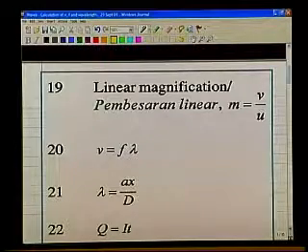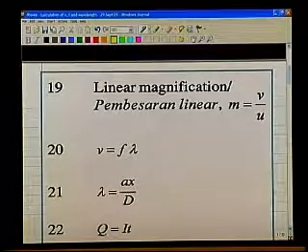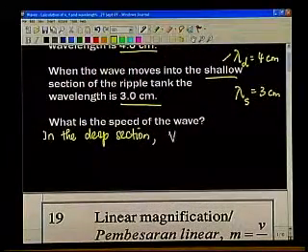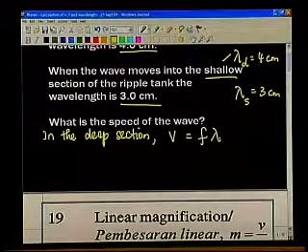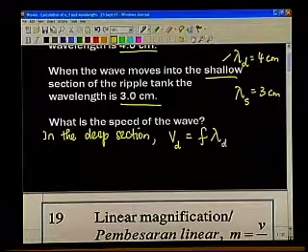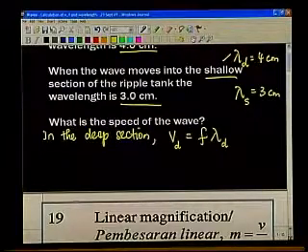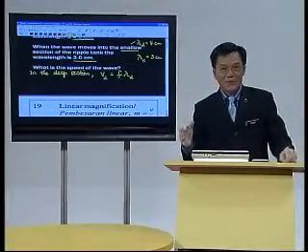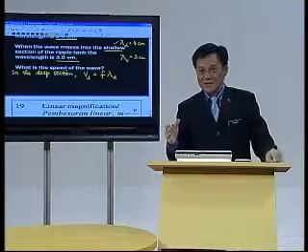Now, what is the formula that we need to use? V equals F lambda. Now, this is given to you in the examination. Alright, so V equals F lambda. Now, what is V? It is V D, lambda D, because this is the deep section. Now for F, I would not write down D, because whether it be the deep section or the shallow section, the frequency of the vibrator is constant. It is kept constant. Alright?